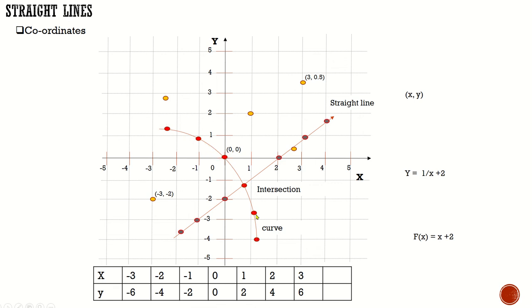So we can have multiple points. Once we join those points, we start to have different types of graphs, and here we're looking at a curve and a straight line.